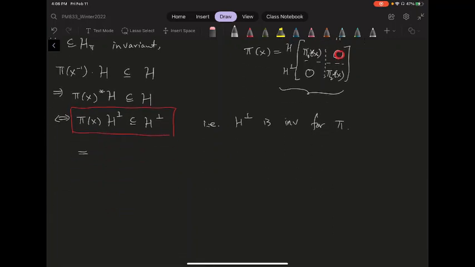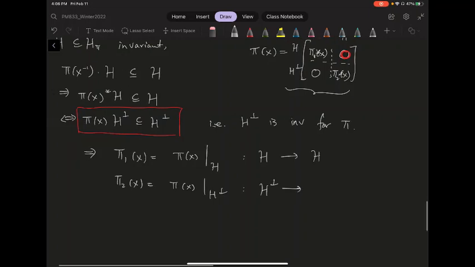Then automatically, let's say pi1 of x is equal to pi of x restricted to h, which you treat as an operator from h to h, and let pi2 of x be pi of x restricted to the perpendicular space, which you treat as an operator on h perp, because it's also invariant. From there, you can see that pi1 and pi2 are both representations, both homomorphisms. They have to satisfy the star homomorphism.